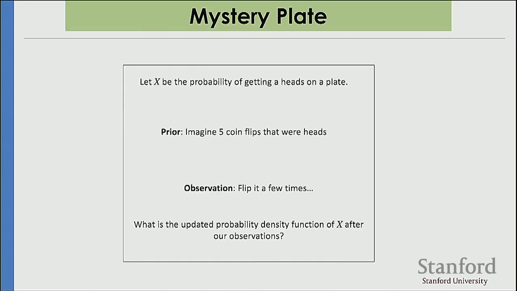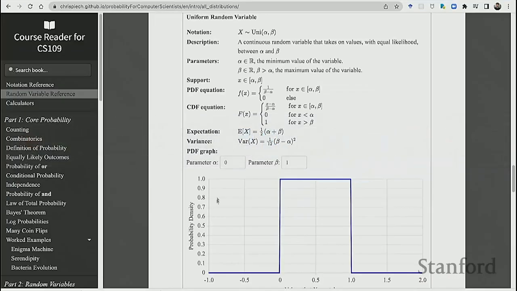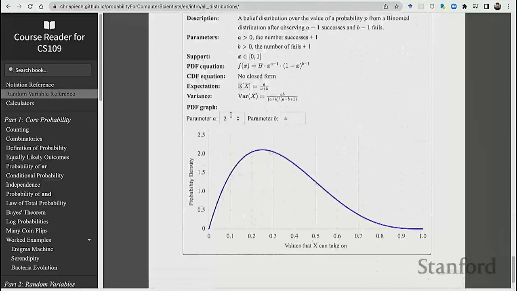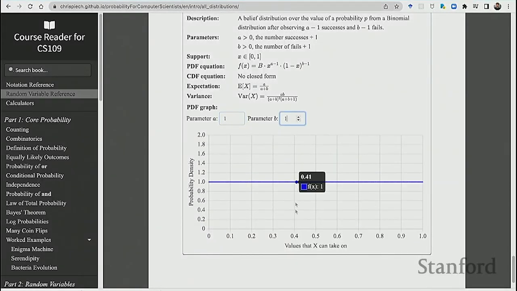Okay, we are going to flip some plates. I'm going to now show you guys the nice part of the course reader where you can look at a beta. So I'm gonna start flipping this plate. And before I flip this plate, my belief in the probability of heads is that it's uniform. Beta 1-1. I've seen 0 heads, I've seen 0 tails. Are you guys ready for me to flip a plate? Okay, close your ears.